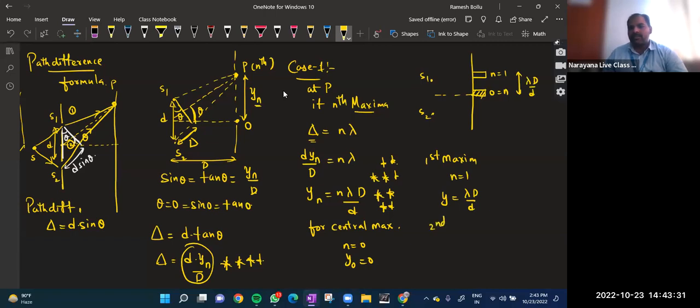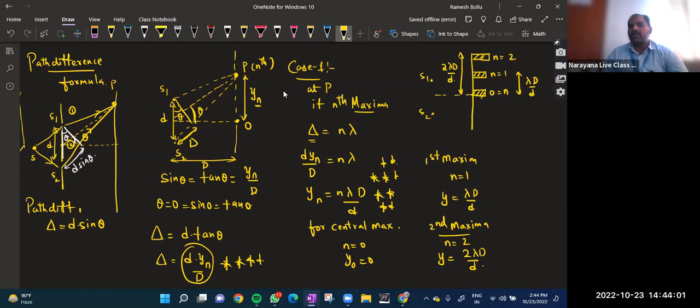What is the distance of the second maxima? What n value do I have to put? 2. So the distance between the second maxima and center is 2 lambda D divided by small d. Correct or not? Here n equals 2. What is the distance between the central maxima and second maxima? 2 lambda D divided by small d.